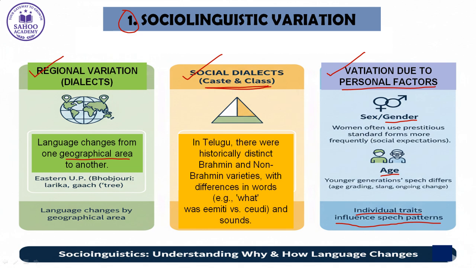Age grading refers to the normal and predictable changes in a person's language that are tied to their specific stage of life. In simple terms, it is the idea that we use different language when we are children, teenagers, adults, and seniors because each life stage has its own social norms and communication needs. For example, children use simplified vocabulary like doggy for dog and pussy for cat during childhood, but gradually they change their words and vocabulary.